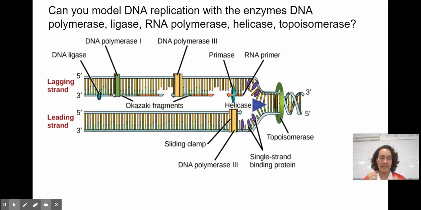I've had my students in the past, not this year because of COVID, take ropes and tie them around each other, and you can see that they get really tight as you start to pull them apart. And so topoisomerase actually relieves that stress.